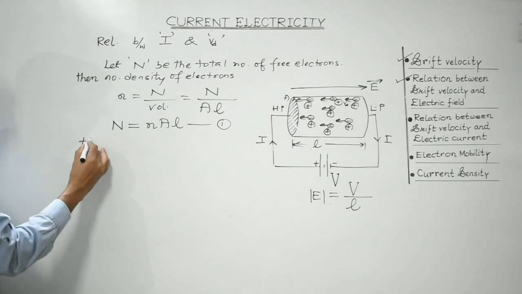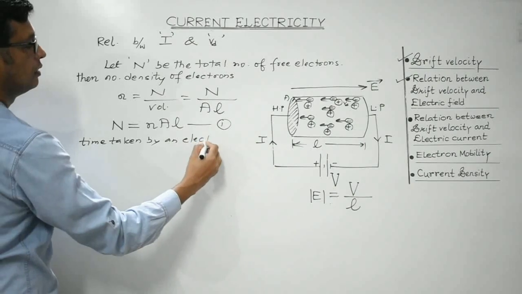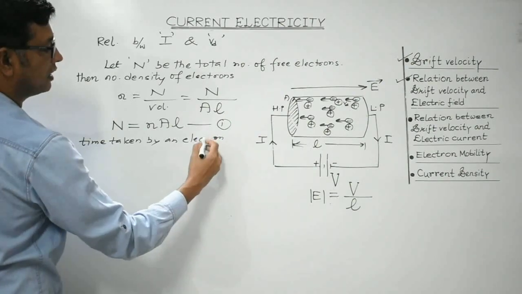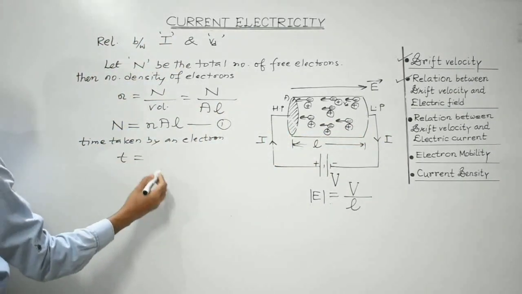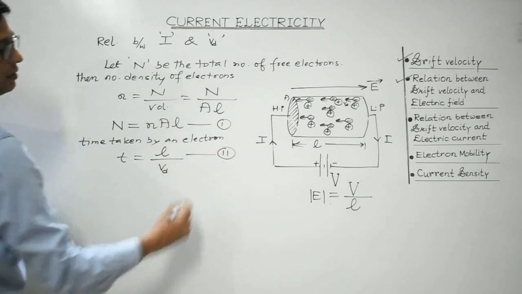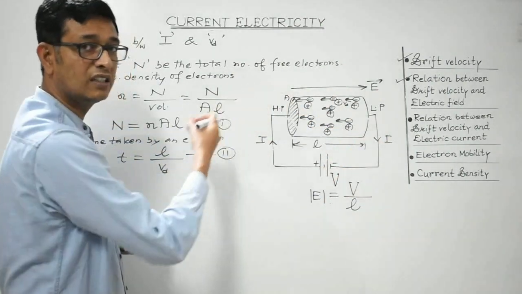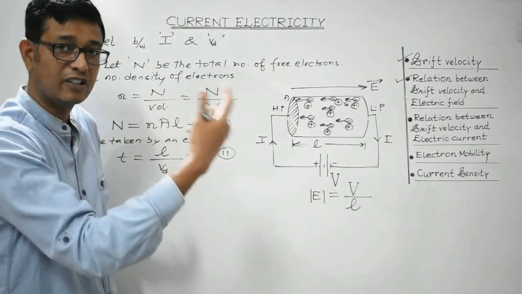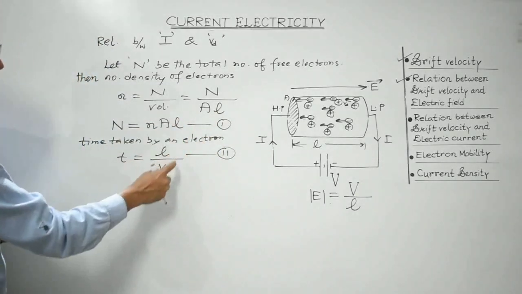So the time taken by an electron to drift from one end of the conductor to the other end, covering a distance equal to the length, would be given by time equals distance divided by velocity, which is the average velocity. It's clear? Vd is the average velocity, which means the electron drifts from one end of the conductor to the other end. So if the length of the conductor is L, then the time taken by the electron to cover this distance L with velocity Vd would be given by t = L/Vd.